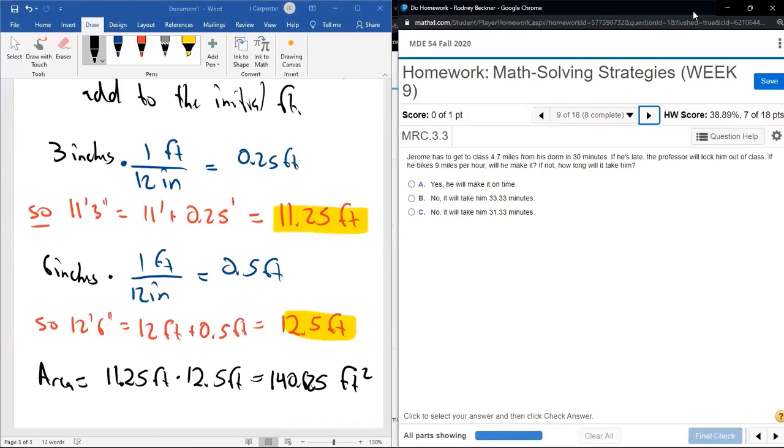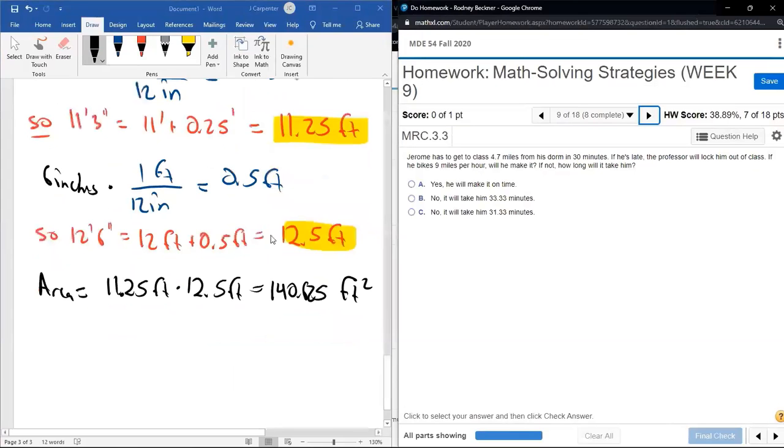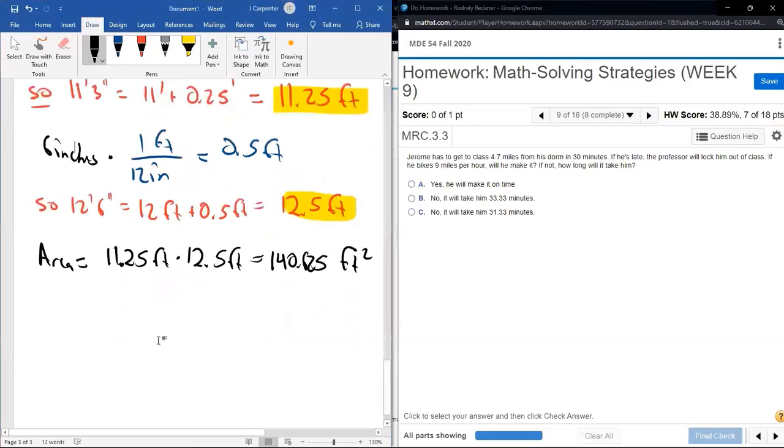If he bikes 9 miles per hour, will he make it? So he can bike at 9 miles per hour. And we need to just do some math with this 4.7, this 30, this 9, some of these numbers and figure out how far will he actually go. So that's the first question we got to ask us.